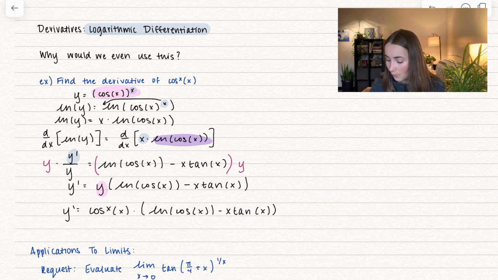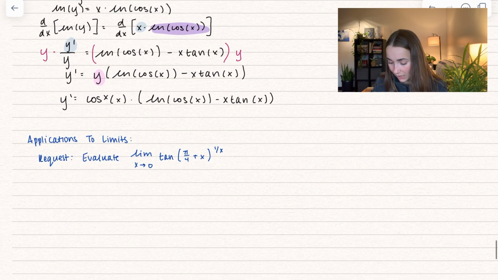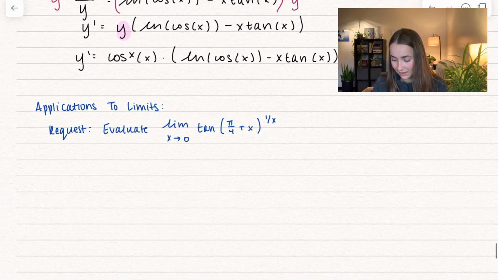Here we have an application of limits, and we had a request. We want to evaluate the limit as x approaches 0 of tangent of pi over 4 plus x, all to the power of 1 over x. So this is logarithmic differentiation, kind of, but when we're working with L'Hopital's rule.